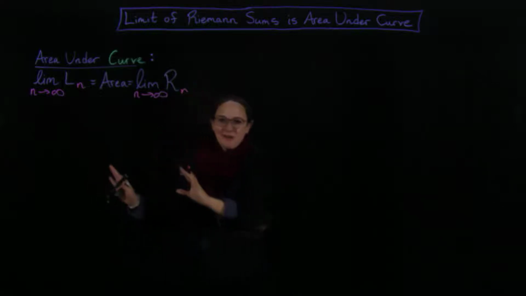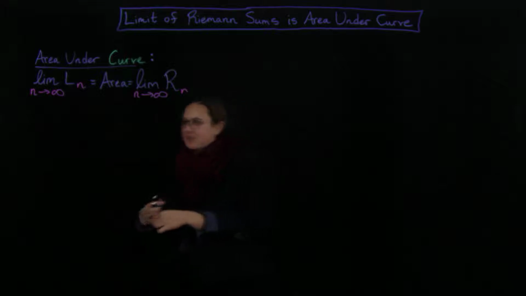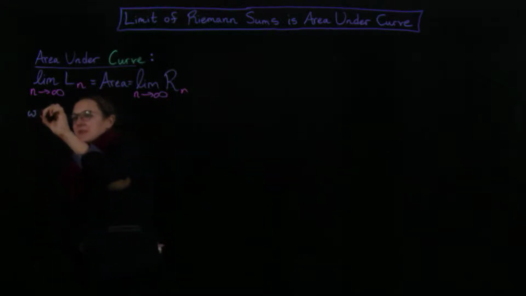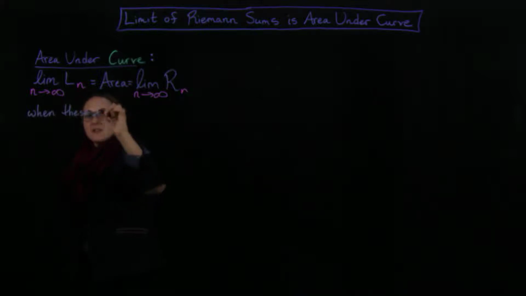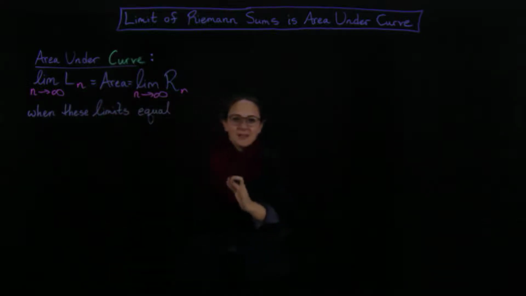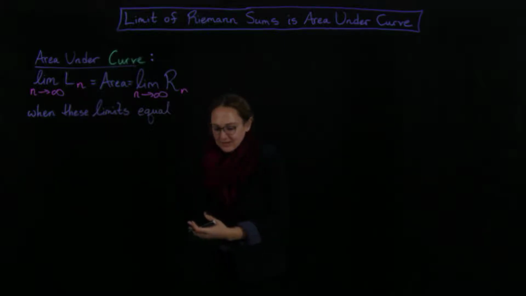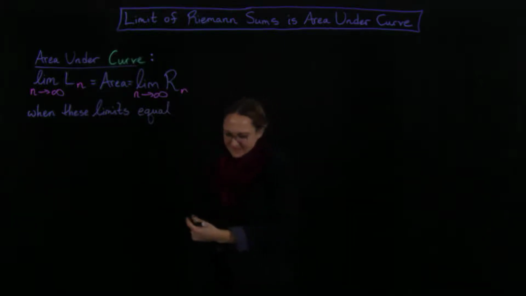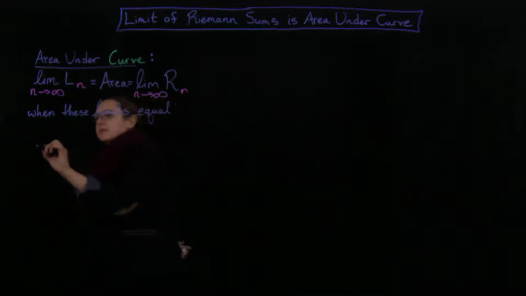And then there's a qualification on here, which is when these limits are equal. So this works when these limits are equal to each other. The left-hand limit and the right-hand limit, when they're equal to each other, those are going to give you the area under the curve. So you're going to want an example where they're equal.